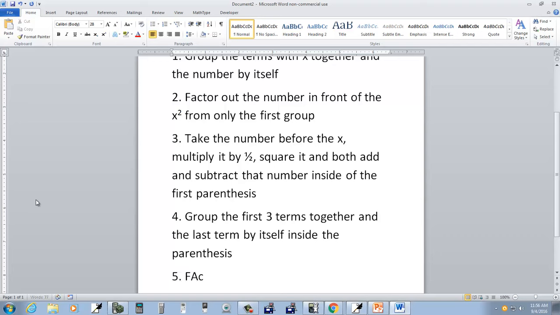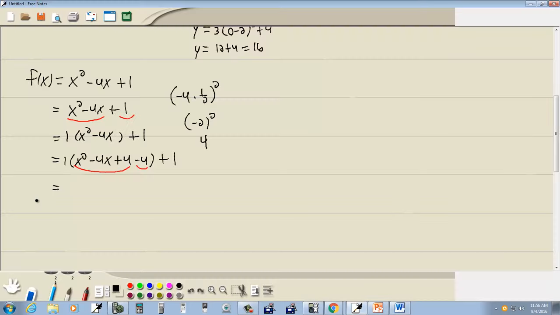Step 5, factor the first group from step 4. Well, this x squared minus 4x plus 4 factors as x minus 2 squared. So again, we factored the first group. Now, if you're wondering, how does he do that so fast? There's a trick to it. Whatever number's right here, right before the squared, is always what goes right here, sign included.